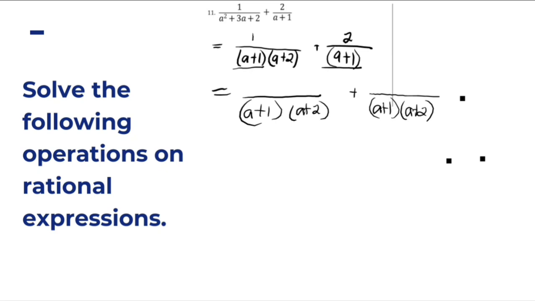Then we'll divide and then multiply to the numerator. So LCD divided by your original denominator. So a plus 1 times a plus 2 divided by a plus 1 times a plus 2. So both of the factors are the same. So nothing is left. That means that's just 1 times the original numerator 1. So it's still 1. Next, for the second one, we have a plus 1 times a plus 2 divided by the original denominator a plus 1. So the only one that cancels is a plus 1. Therefore, you'll have 2 times a plus 2.